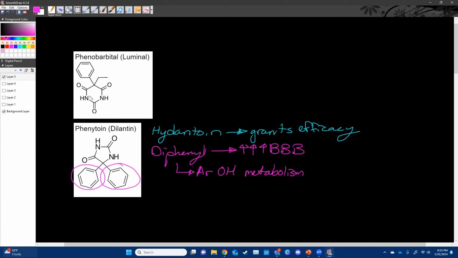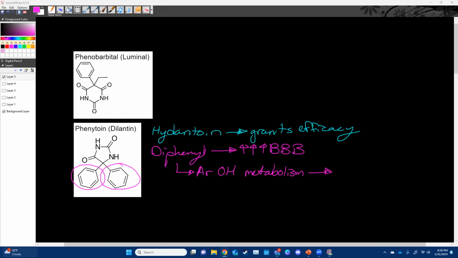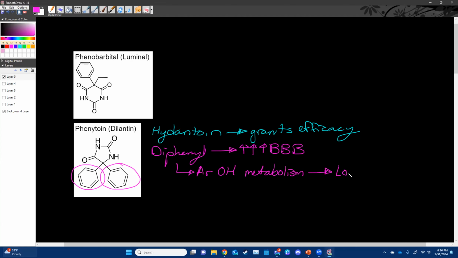And based on what we learned about phenobarbital and aromatic hydroxylation, what do we think the duration of action of phenytoin is going to be? Do we think it's long acting or short acting? Exactly. Yeah, this is a long acting drug. About, I think it's about a day that it takes. Usually it takes about a week to get to steady state.